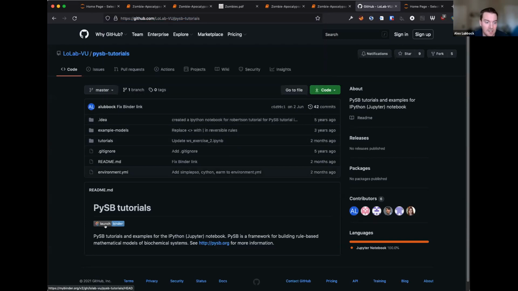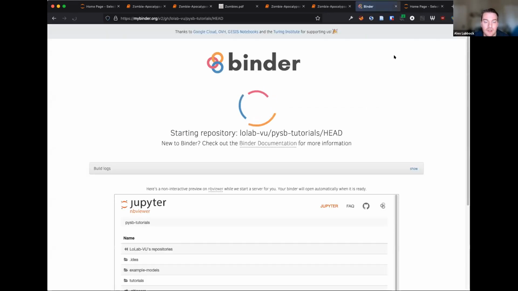And again, it has one of these launch binder links in here. So if you click on that, do I have that open? Hopefully that opens fairly quickly. There are some tutorials there that go through some cell biology examples, including one for extrinsic apoptosis, and I think there's some calibration data available for that as well.